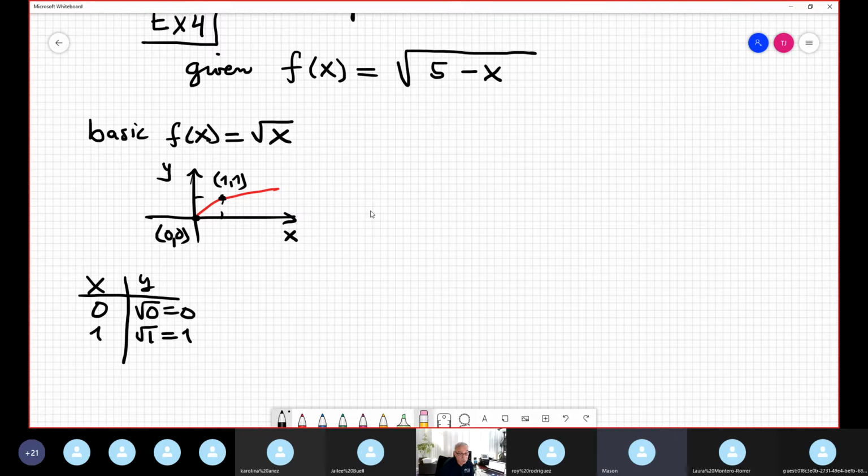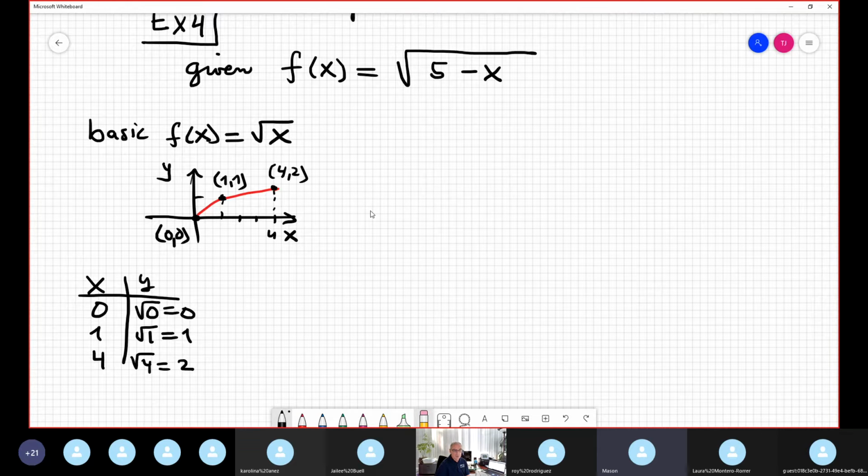And negative 1, no, because that function has no negative part: the domain of this function is only non-negative, just 0 or positive. We have no graph in the negative part. That's the reason. And I take not 2, not 3, but 4, because I know very well that the square root of 4 is 2. Therefore the famous point is 4, 2.